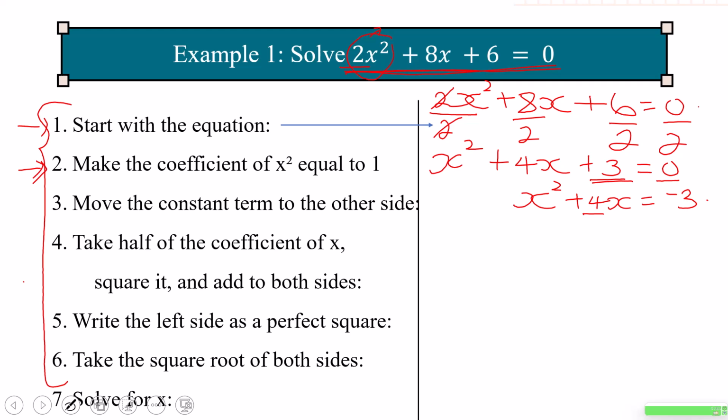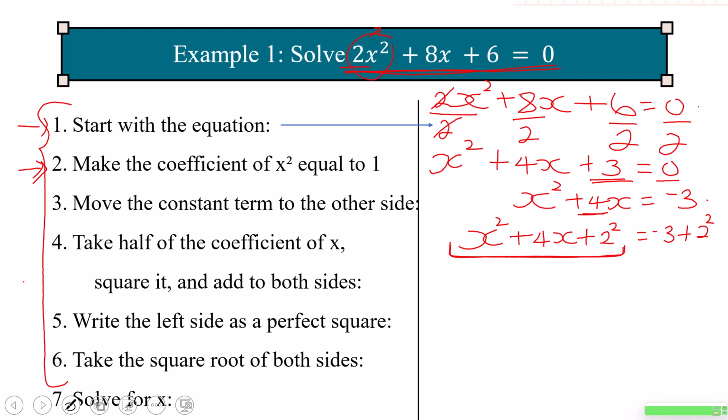When we do that, we're going to have x squared plus 4x, then we add the square of 2, that is plus 2 squared, and we equate it to negative 3 plus 2 squared. As I have said, get the coefficient of x, divide it by 2. For example, 4 divided by 2 is 2, and then square it, add it on both sides. The reason we do that is that we want to complete the square, because this will be a perfect square if you do that.